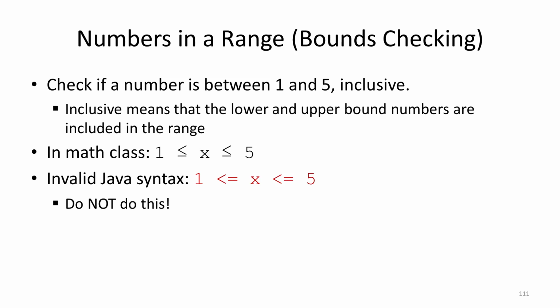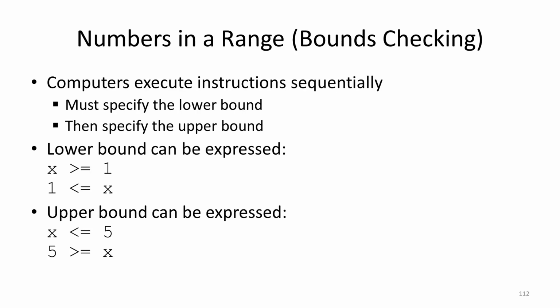So if we wanted to check if a number is between 1 and 5, recall that in math class, you would express a range that looks something like this: 1 less than or equal to x less than or equal to 5, where x is the number that you're checking. If you try to do a direct translation using Java syntax, it actually doesn't work. That is invalid Java syntax, and you should not even try it because your program will not even compile. So what you have to do is express the lower bound, express the upper bound, and combine those two things, because the lower bound is a criteria and the upper bound is another criteria.